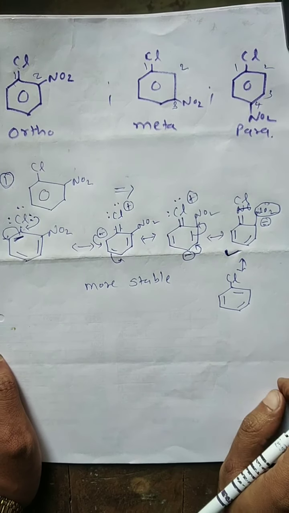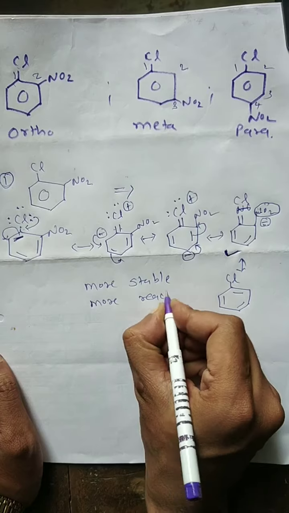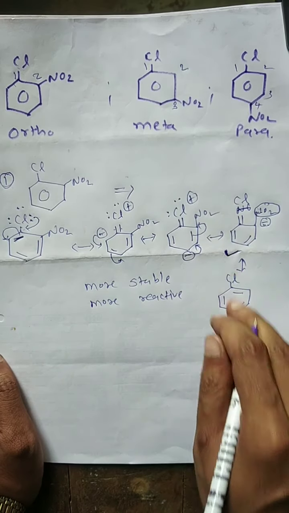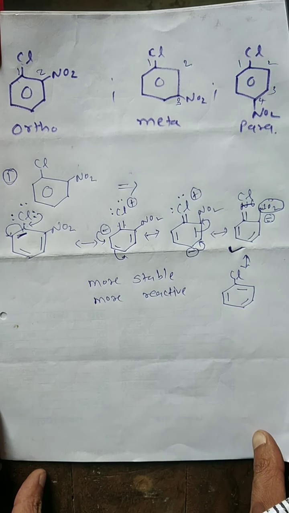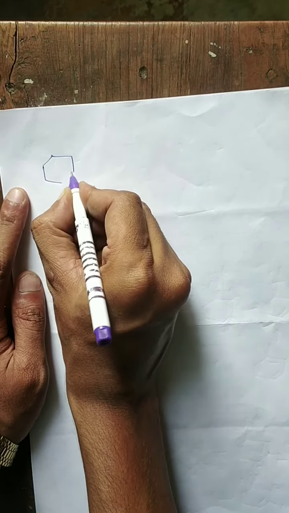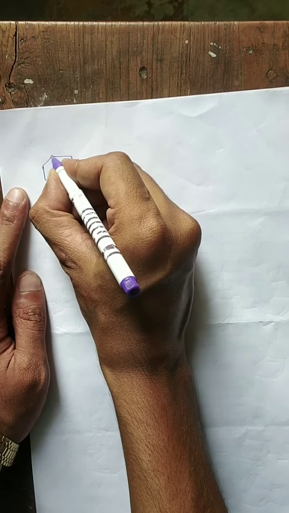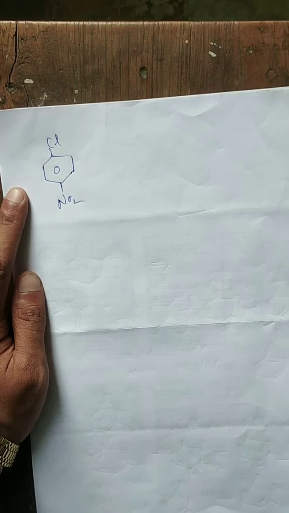More stable means more reactive, because it has more number of resonance structures. Now this one is our paranitrochlorobenzene.